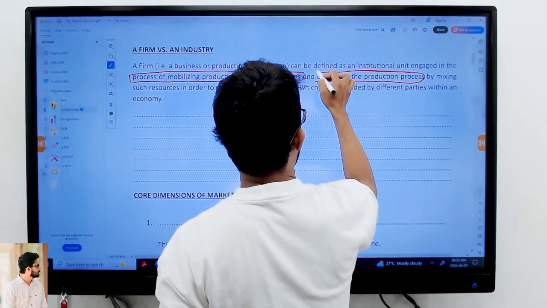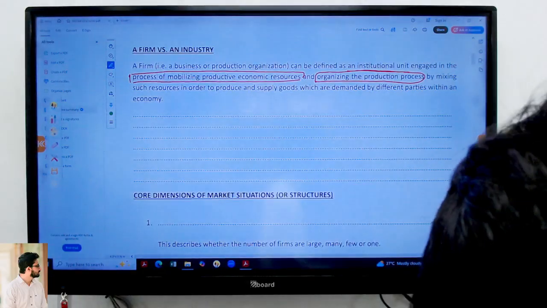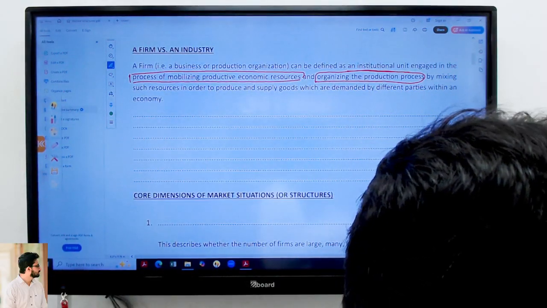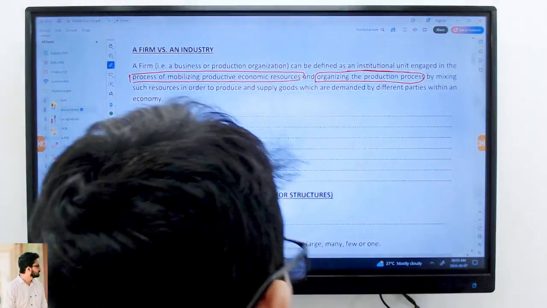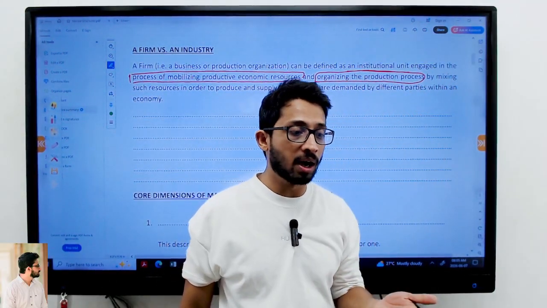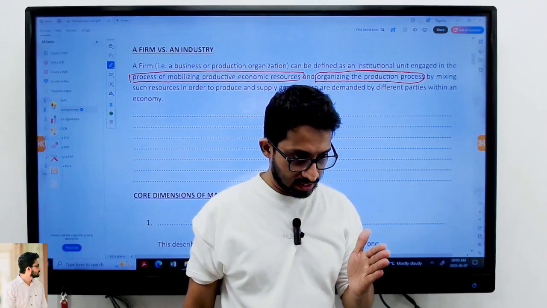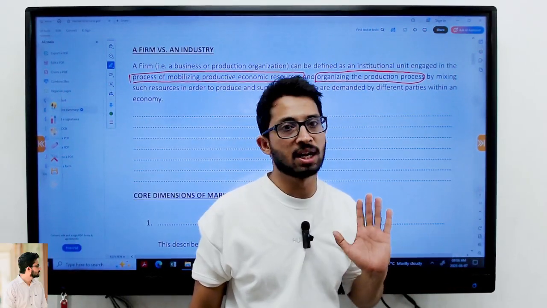Why do they do that? What is the main purpose of organizing and mobilizing factors of production? To produce goods and services which are wanted by consumers or society. This is the main job of one firm in the industry.